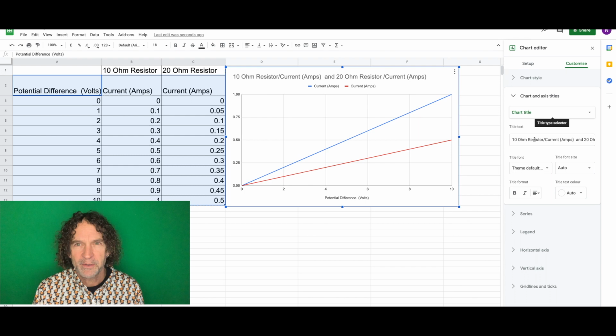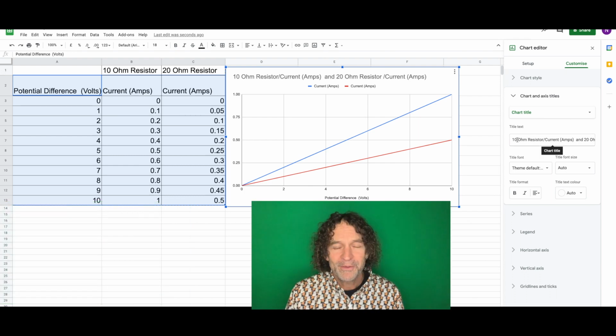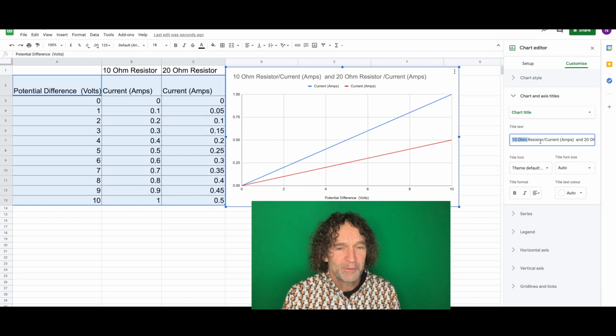I'll just show you how to change the chart title to something which is more appropriate. The most important thing is to look at the lines and to see what they signify. What's the story of those 2 lines?